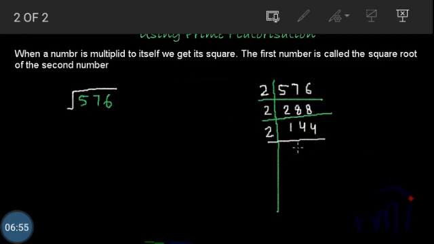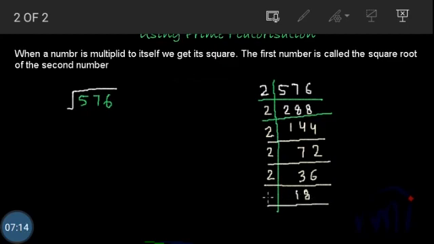So 2 7s are 14, 2 2s are 4, and again it has 2 at units place, which is an even number. So again it can be divided by 2, 2 3s are 6, 2 6s are 12. Right? And once again we have got an even number, so it will be divisible by 2. 2 1s are 2, 2 8s are 16, 2 9s are 18, and now we have got 9. 9 is an odd number, so it will not be divisible by 2, but yes, it is divisible by 3.